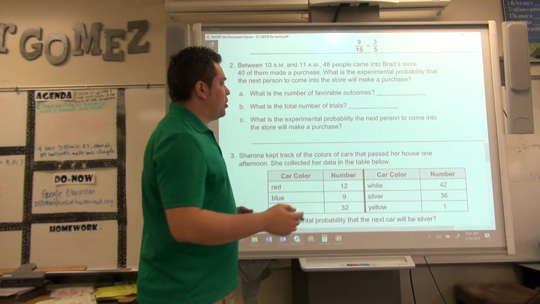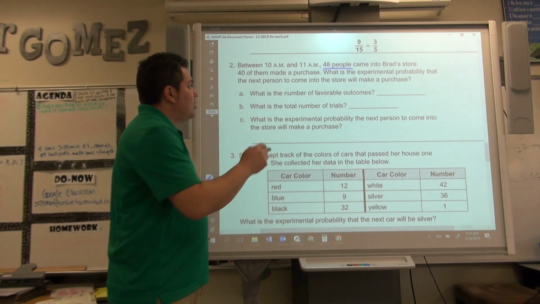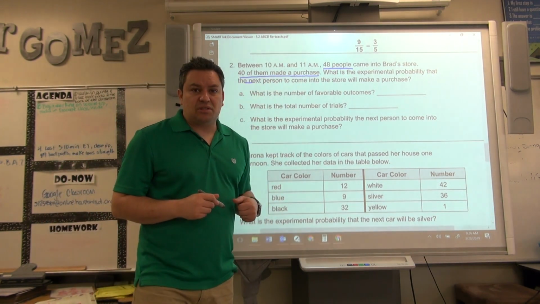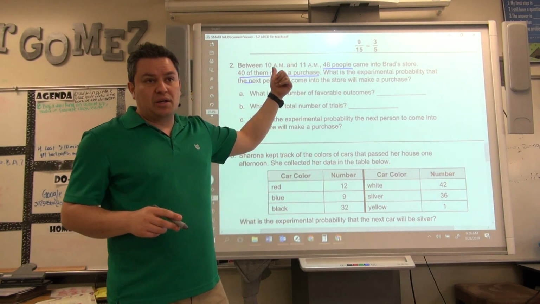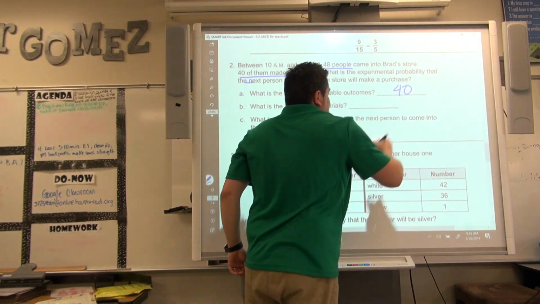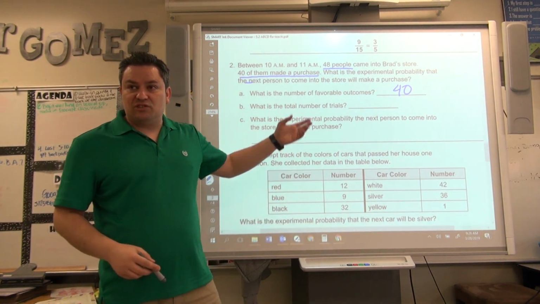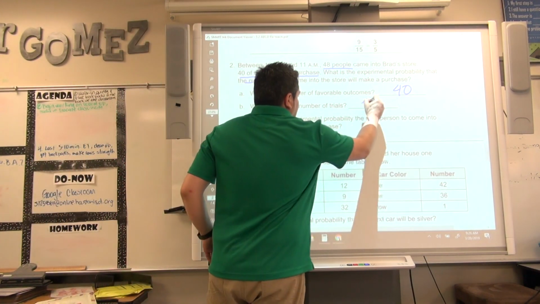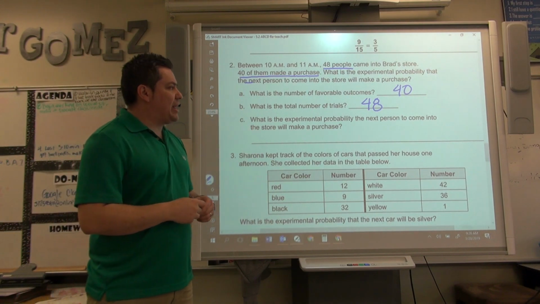48 people came to the store, so that's one piece of information. How many made a purchase? 40 made a purchase. So what is the favorable outcome, the 48 or the 40? The 40, because 40 of them made a purchase. That's the favorable event. What is the total number of trials? In this case, it will be the total people that came into the store: 48. Now, what is the experimental probability that the next person will make a purchase?